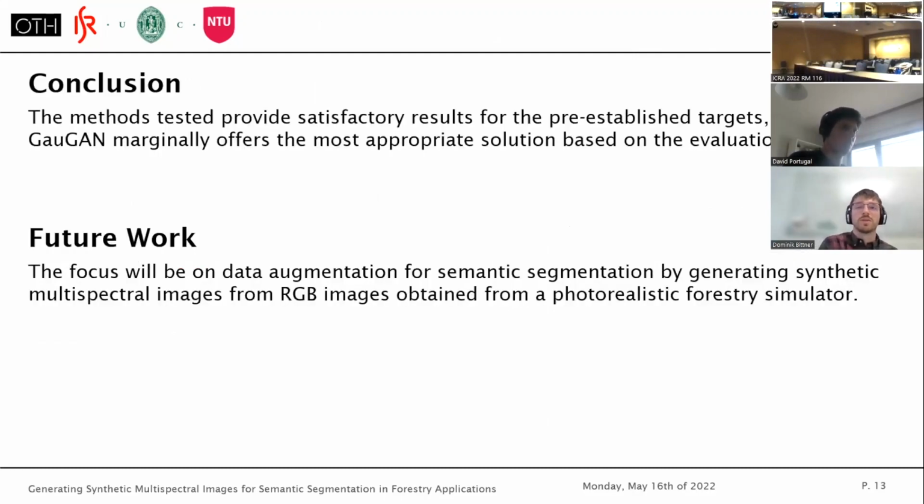As a conclusion, in general, all tested methods provide satisfactory results for the pre-established target. Based on the evaluation results, GauGAN marginally offers the most appropriate solution for future use in synthetic multispectral image sample generation for data augmentation. Future work will focus on data augmentation for semantic segmentation by generating synthetic multispectral images from RGB images taken from a photorealistic forestry simulator, which allows the capability of generating an unlimited amount of training images with ground truth labeling for data augmentation.